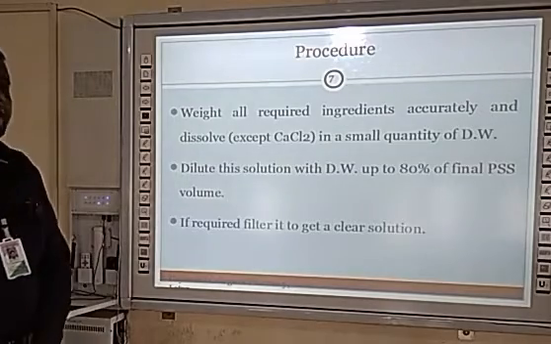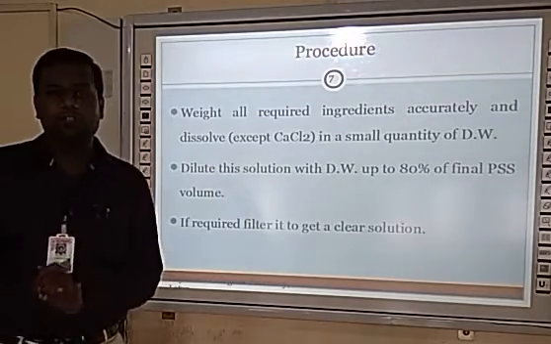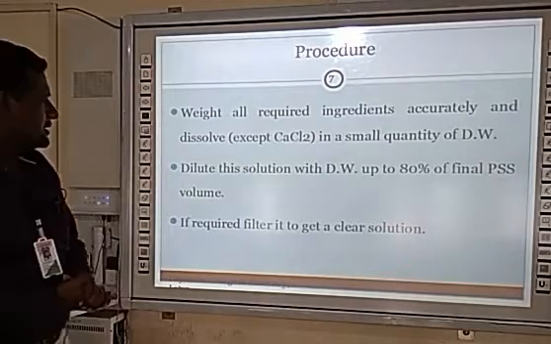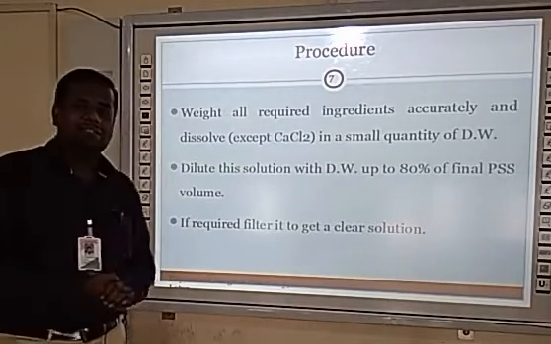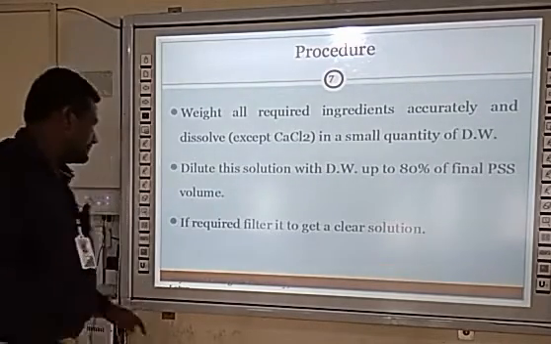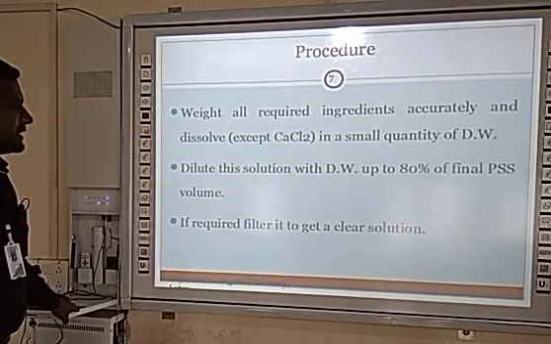Then, if required, filter it to get a clear solution. If you see any particles, then filter it to get a clear solution.